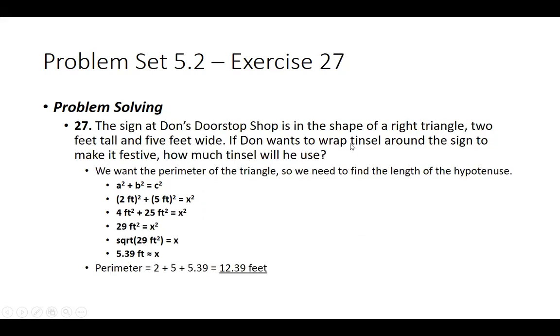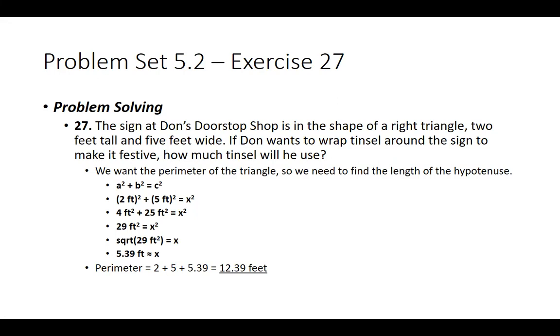And lastly, in the 5.2 homework, we have number 27. The sign at Don's doorstop shop is in the shape of a right triangle, 2 feet tall and 5 feet wide. If Don wants to wrap tinsel around the sign to make it festive, how much tinsel will he use? When we're wrapping something around something, that tells us perimeter.